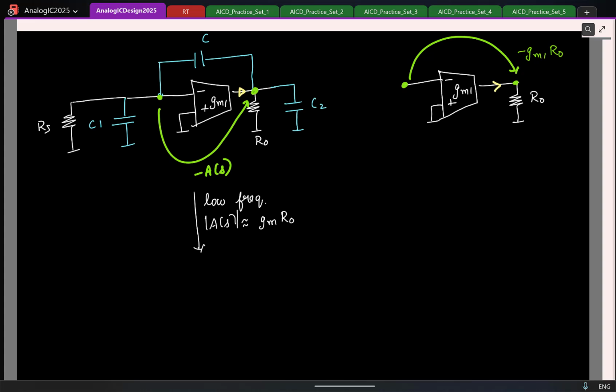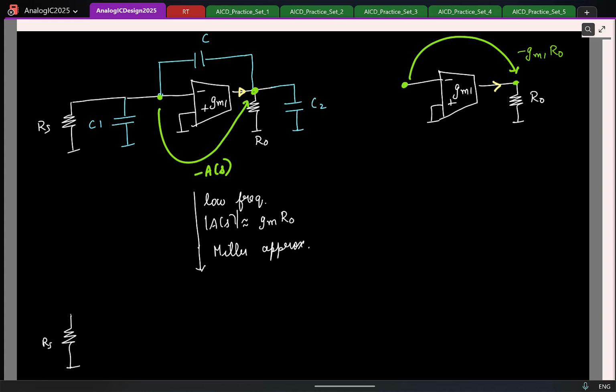So which means now I can approximately use the Miller effect, which is what we refer to as Miller approximation. Which means now I know the gain from this node to this node is approximately minus Gm R naught, which means if I have a capacitor connected between these two nodes, I can reflect it as a single capacitor at the input. What will be the capacitance value at the input then? C into 1 plus A. What is the value of A here? Gm R naught. So which means I can redraw the circuit now like this.